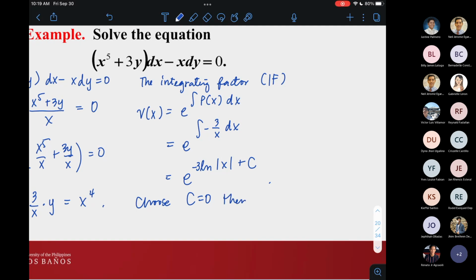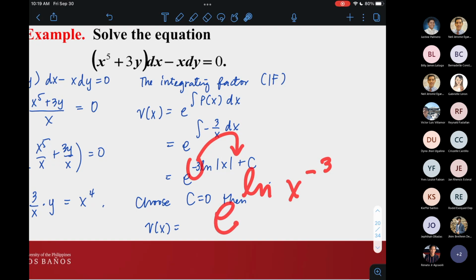So the integrating factor now that we'll use is what? The negative 3 goes up, so it becomes ln of x to the negative 3, raised to e. The e and the ln cancel because they are inverses of each other. So what remains is x to the negative 3. So that would be our integrating factor. Okay? All good?